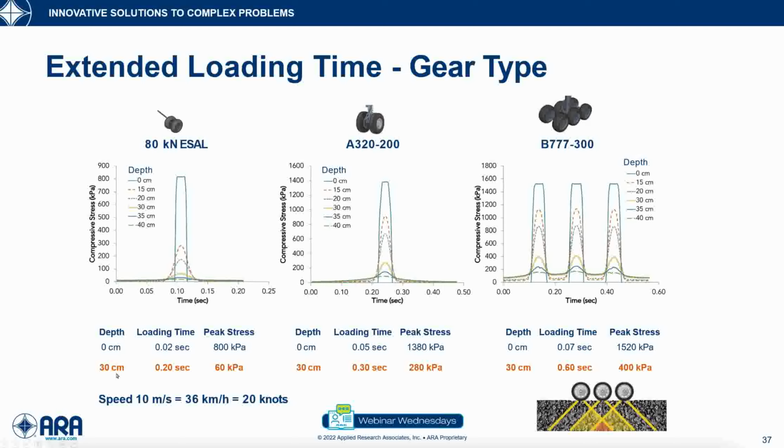If I go to a depth of 30 centimeters, an 80 kilonewton ESAL's load is felt for 0.2 seconds. However, for a 777 at the same depth, the load is felt for 0.6 seconds. So the loading time at 30 centimeters is felt for a much longer period of time. And the longer the loading is felt, the softer the mix becomes, because it's viscoelastic. Longer loading time means slower speed, which means the mixture itself is going to become softer. So at 30 centimeters deep, I'm in the base layer. So the base layer is becoming softer just because of the gear type.